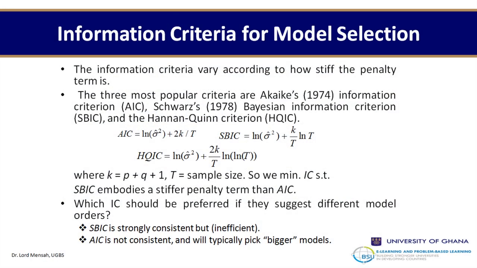So which IC, information criteria, should be preferred if they suggest different model orders? So SBIC is strongly consistent but inefficient. Okay, and then AIC is not consistent and will typically pick bigger models. So if AIC picks the fifth order, SBIC will pick the second order. Okay, it will pick the second order.